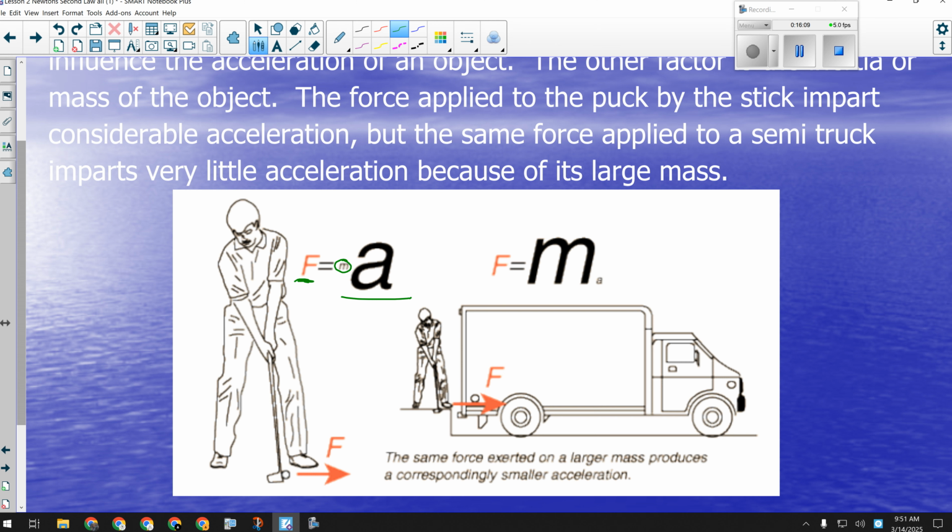Now, for whatever reason, he decides he's going to wind up and hit that truck. Very different situation. Force is going to be the same, though. He's going to wind up and hit that truck just like he did the ball in the previous example. So force is the same, but now he's hitting an enormous mass, and that is going to produce very, very small acceleration. Usually at this point, people are like, that truck isn't going anywhere, Coder. There's no acceleration here.